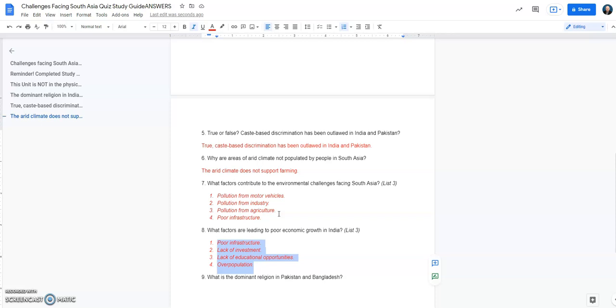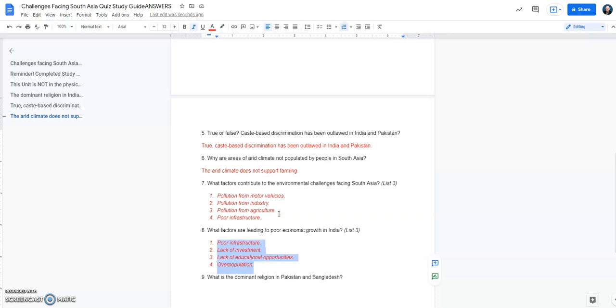Number 3, lack of educational opportunities. We kind of mentioned it before, right? The people there, there are so many people that not everybody can go to school because there's just not enough schools, not enough teachers. They just don't have enough resources, not enough money to pay for schools and teachers, right? There's just not enough educational opportunities to meet the needs of the massive population in India, right? They have 1 billion people.